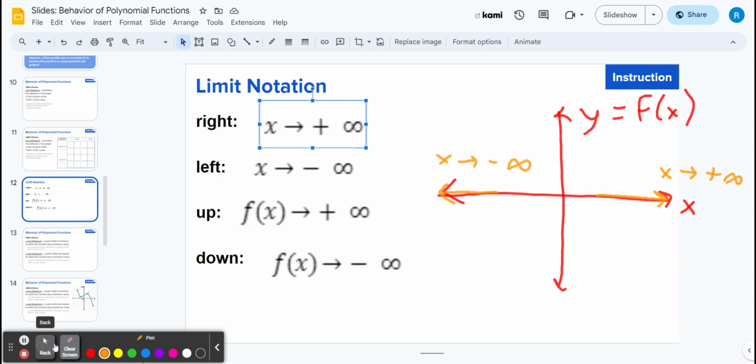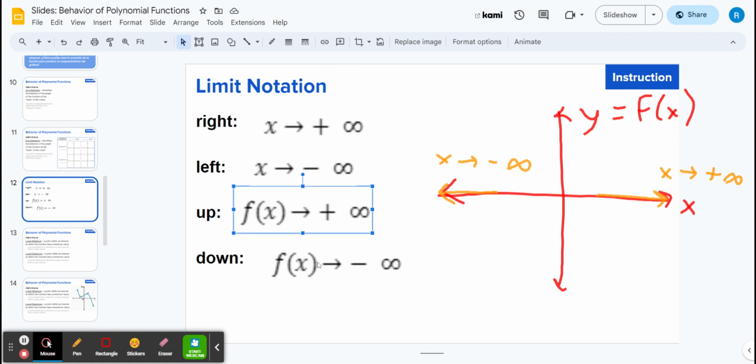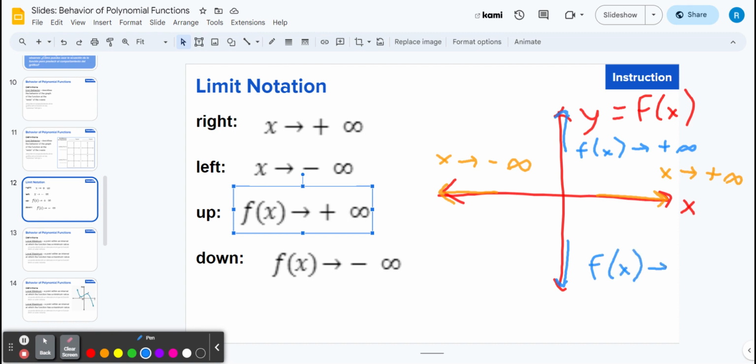So the same thing can be said with our function outputs, f of x, going towards positive infinity. That means up, right? F of x towards positive infinity. And you don't have to sketch this. I'm just adding it for some visualization. And to move down, f of x would be going towards negative infinity.